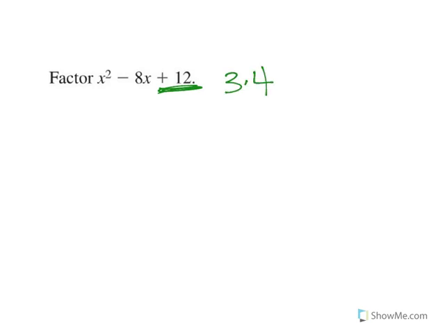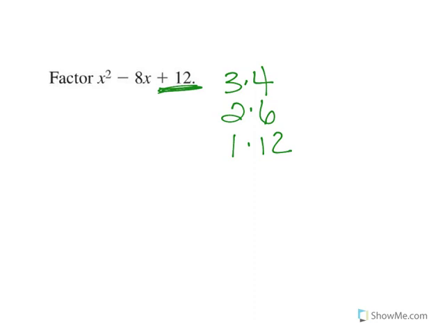3 times 4 was the first thing I thought of. 2 times 6. 1 times 12, of course. 3, we've already used the 4. 5 doesn't go into it. And then we've already used the 6. 7, 8, 9. We're good. Okay, so those are our choices.